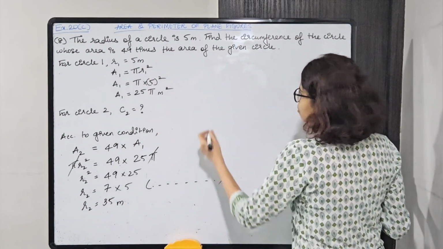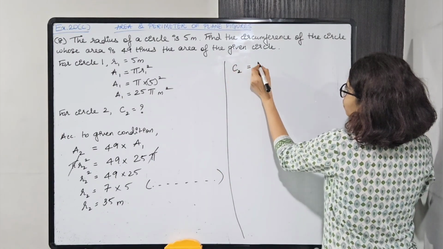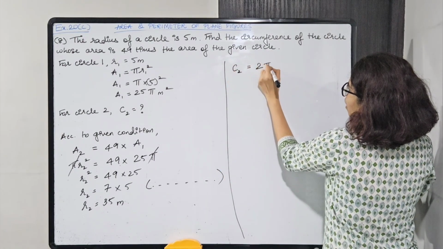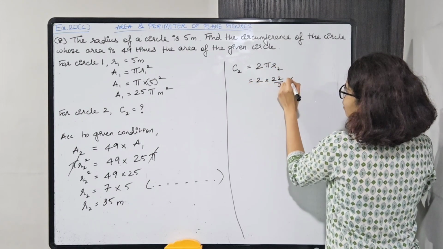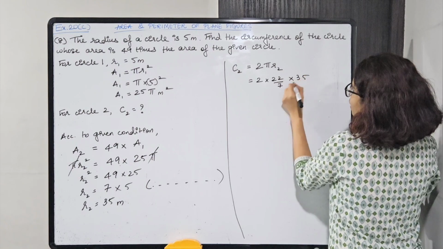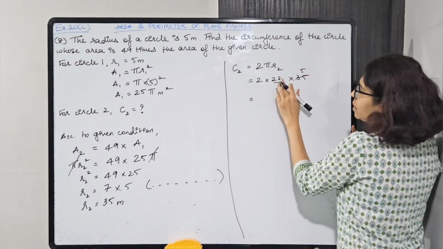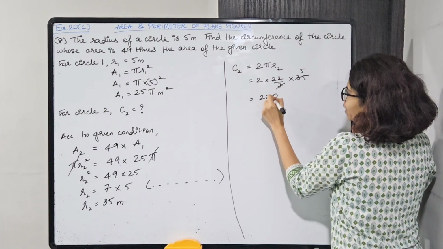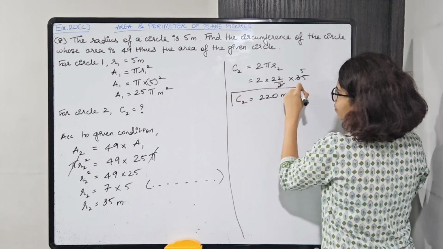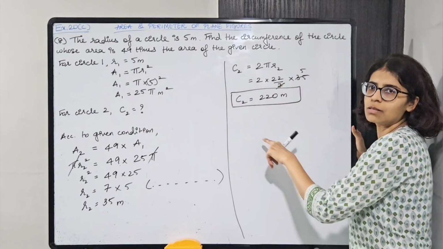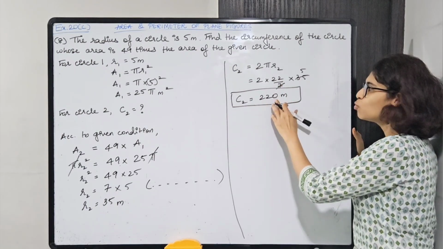Let's find out the circumference, C2. So it will be 2 pi R2, which is 2 into 22 upon 7 into 35. 5 7s are 35, 5 2s are 10, 10 into 22, 220 meter. Box the answer, write down the statement. The circumference of the required circle is 220 meter.